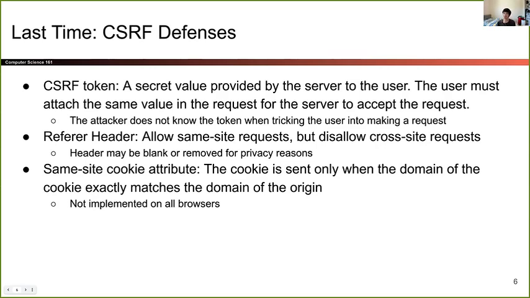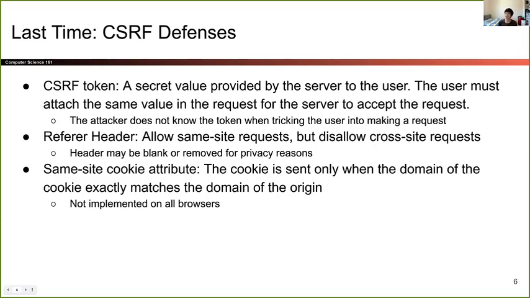This would be just to check, make sure that the requests are coming from the same site as the site itself, but disallow requests that are coming from other sites. The issue with this is that this header is often removed for security or privacy reasons, so it's not a very reliable defense. And a newer defense that we've come up with is the SameSite cookie attribute.